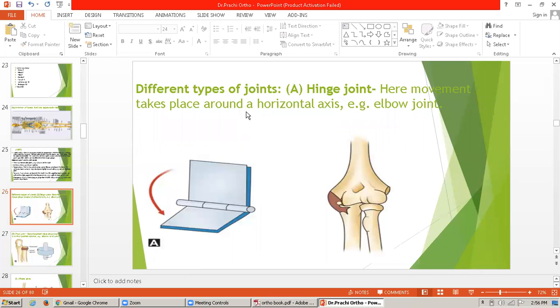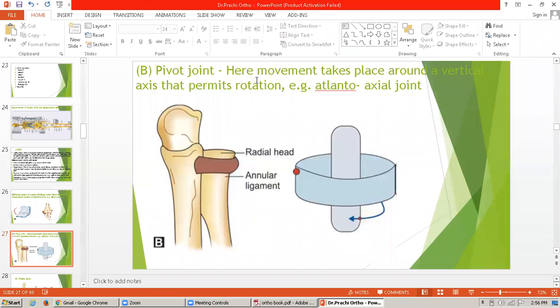So these are the different types of the synovial joint. First is the hinge joint. Here, the movement takes place around the horizontal axis. For example, the elbow joint. So this is a hinge joint. In that, we can see how the movement takes place around the horizontal axis. And the pivot joint. This shows the radial head, and this is the annular ligament. So here the movement takes place around a vertical axis that permits rotation, like the atlantoaxial joint.